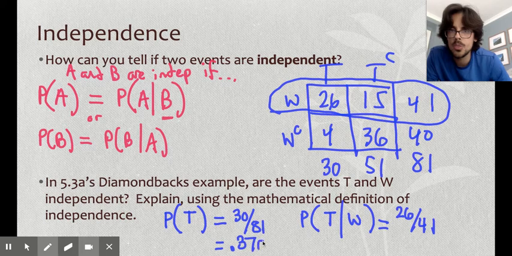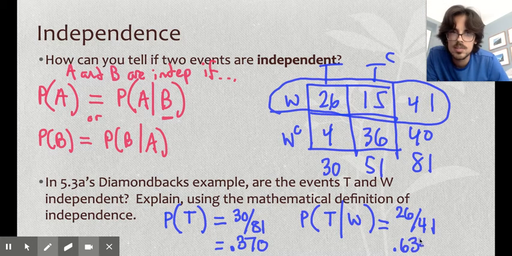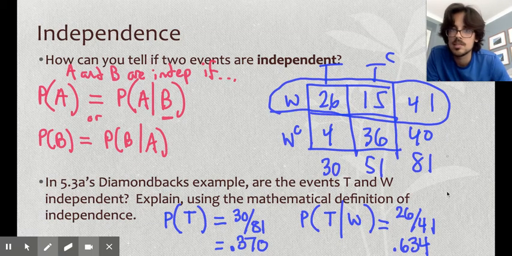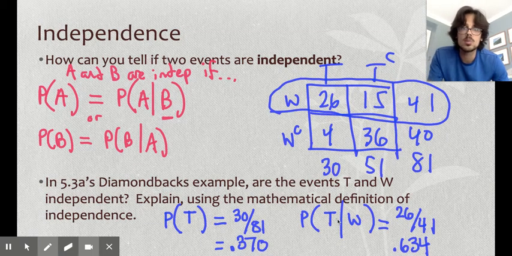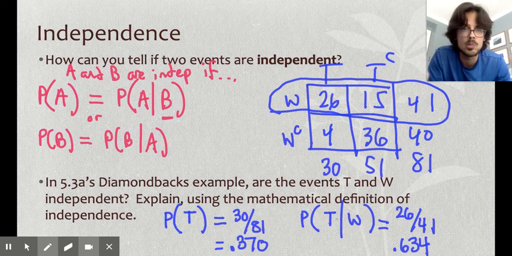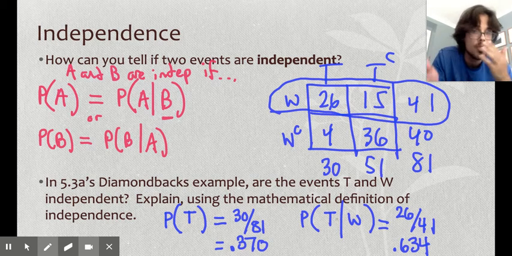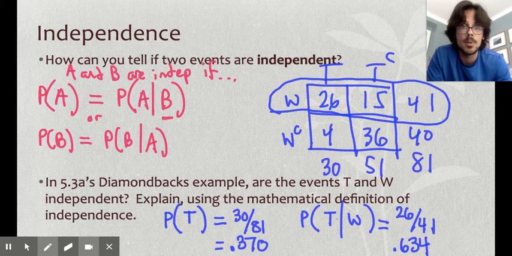There's a 37% chance in a random game that the Diamondbacks are going to win tacos, or that you're going to get tacos because the Diamondbacks scored 6 runs. And there is a 63.4% chance that the Diamondbacks, if they win, that you're going to get tacos. So in a random game, if you just walk in and said, hey, are we getting tacos today? That's when you score 6 runs or more. There's a 37% chance that's going to happen.